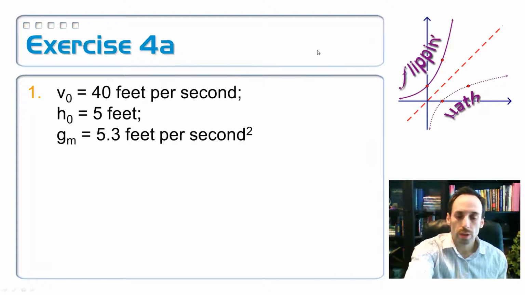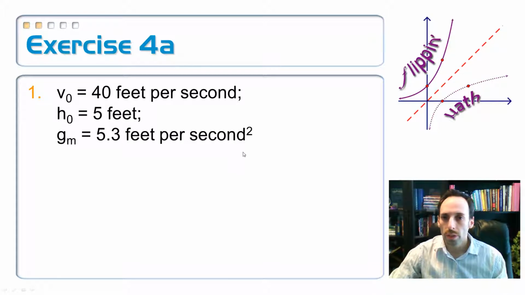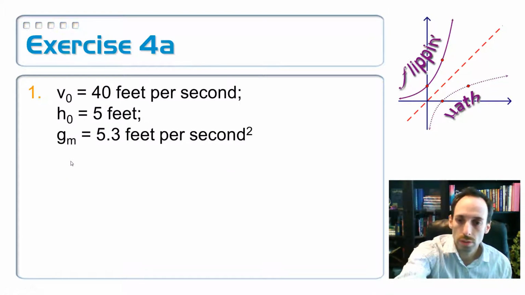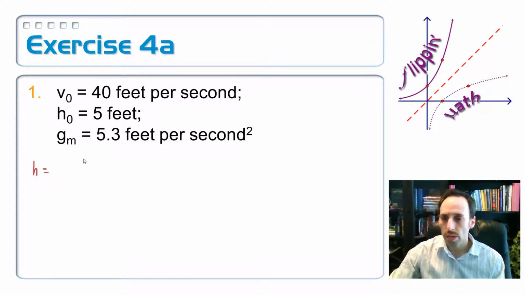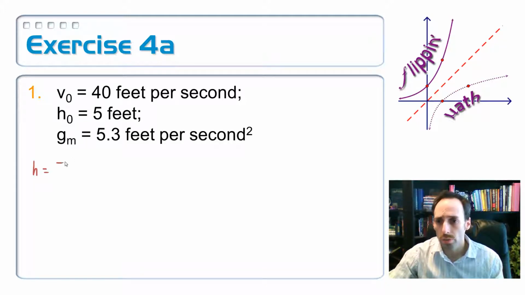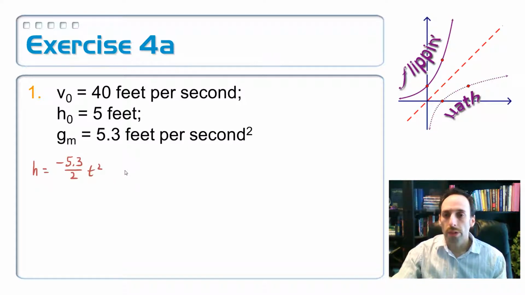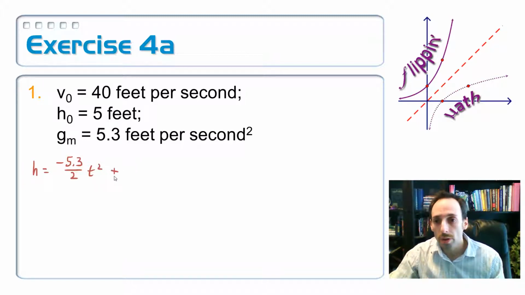So I don't have enough room to write here, so here's all this stuff written out for me. So I need to write my equation. Height of my object is equal to, it's a negative g, so negative 5.3 over 2 t squared. Now, is my velocity going to be positive or negative? Well, I'm throwing it upwards, so it's going to be positive 40 t, and then I'm starting at an initial height of 5. So there's my quadratic equation.